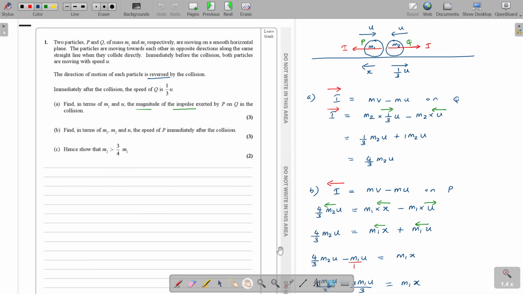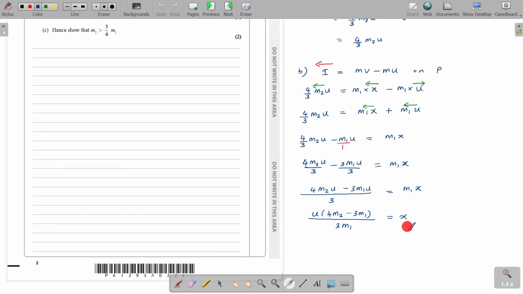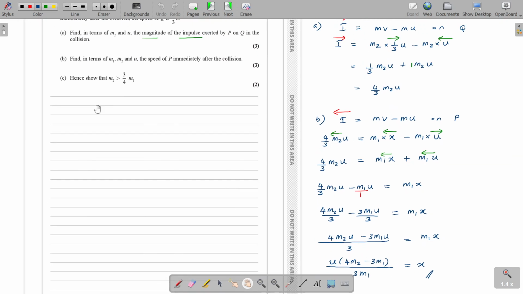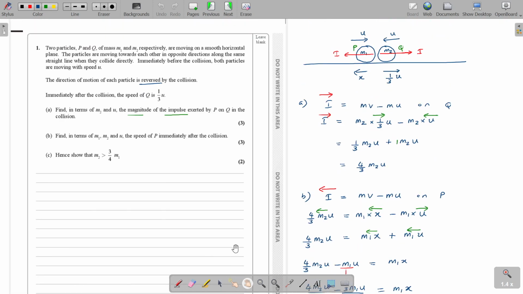Now you can see we found in part B the speed of x, the speed of P after the collision. Now you need an inequality in terms of both m1 and m2. If you consider the speed of P after the collision, this x is in terms of both m1 and m2. So what can we say here to get an inequality? How do we create an inequality? So we can say that the speed of P after the collision is what?